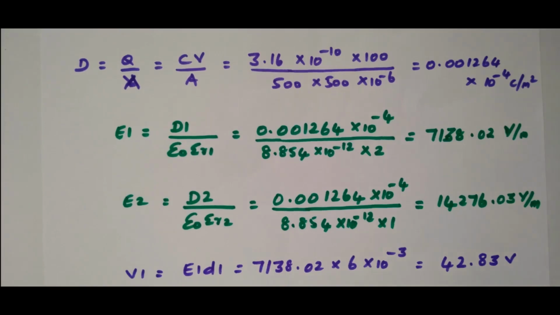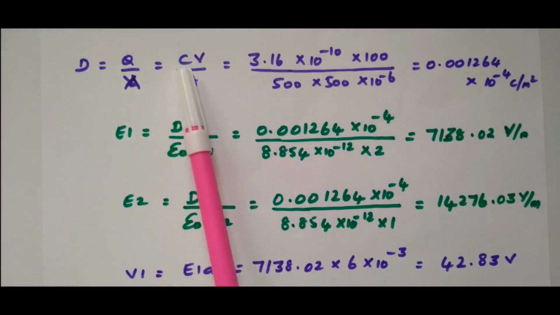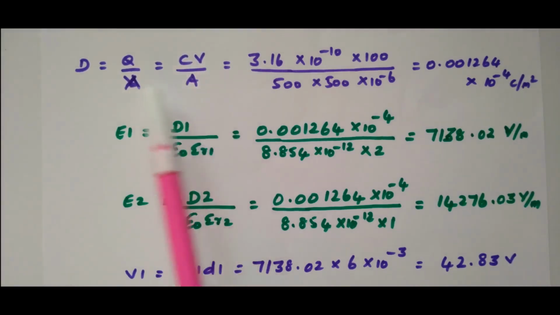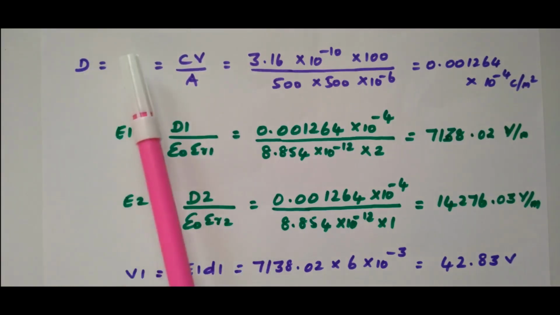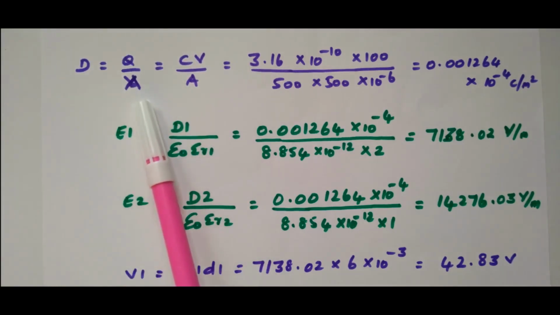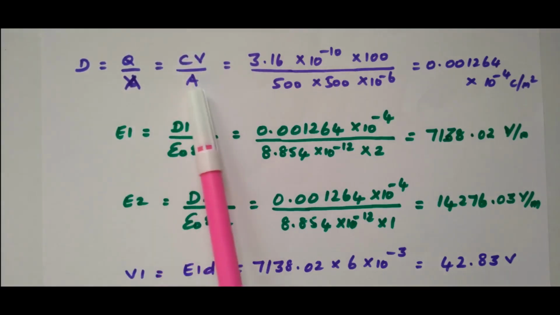Capacitance value is calculated. Now we'll see the displacement density. That is nothing but Q divided by A. Displacement density is nothing but Q divided by A. So Q is replaced by CV, divided by A, right? The displacement density is nothing but displacement per unit area. So based on that, Q by A, with Q replaced by CV divided by A.